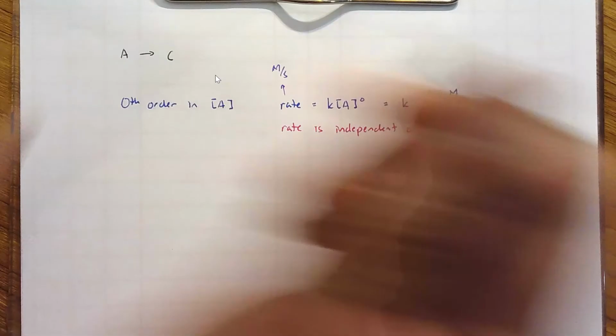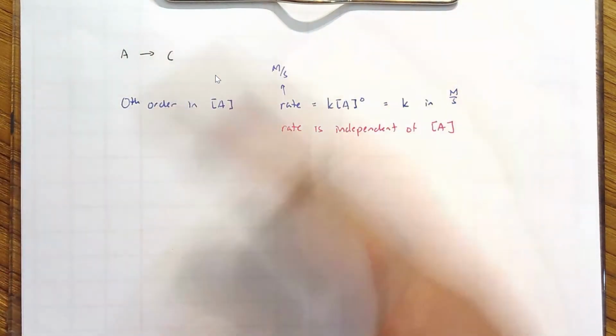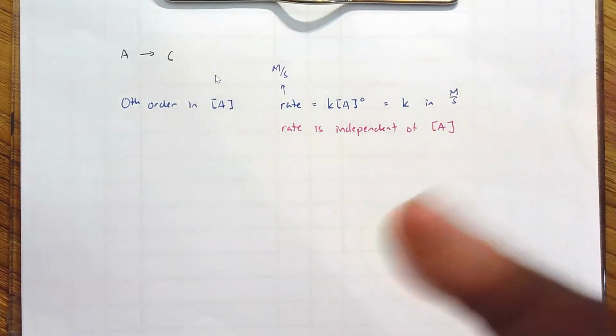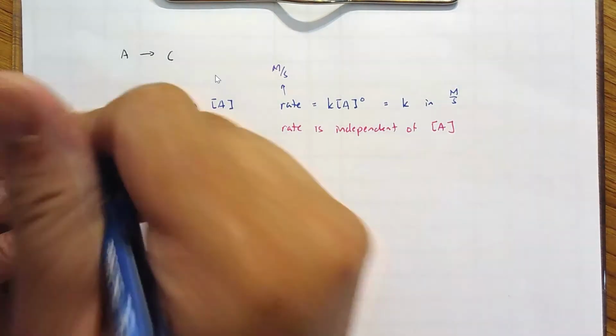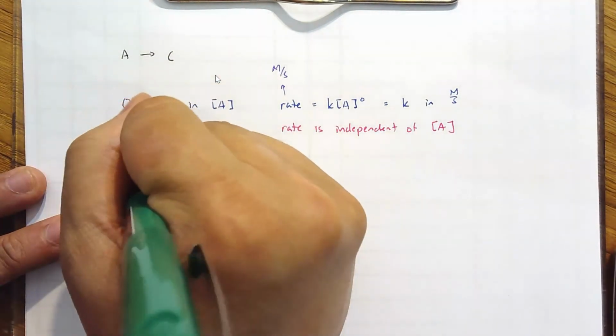It's kind of rare in this case, but if you had another one, like A plus B, one of them could be 0th order. One of them could have no effect on the rate. What about first order? I want to use a different color. Let's use green. First order.